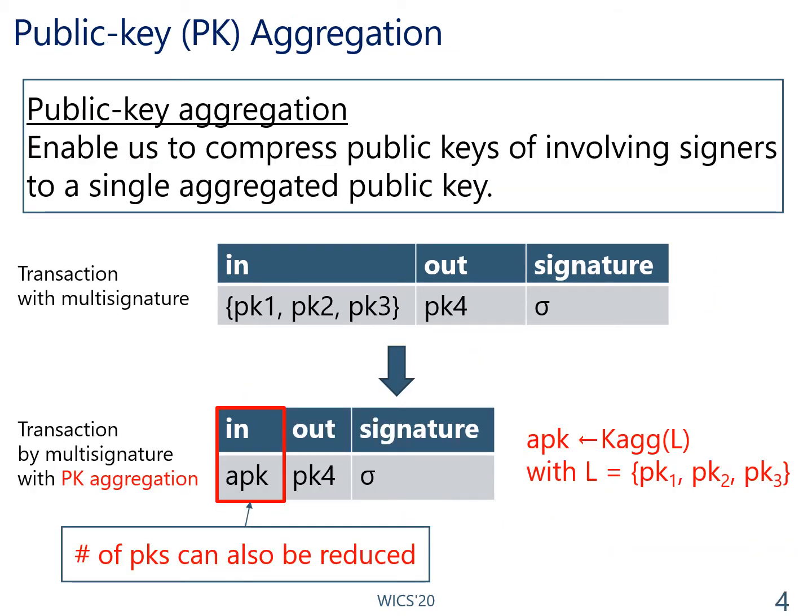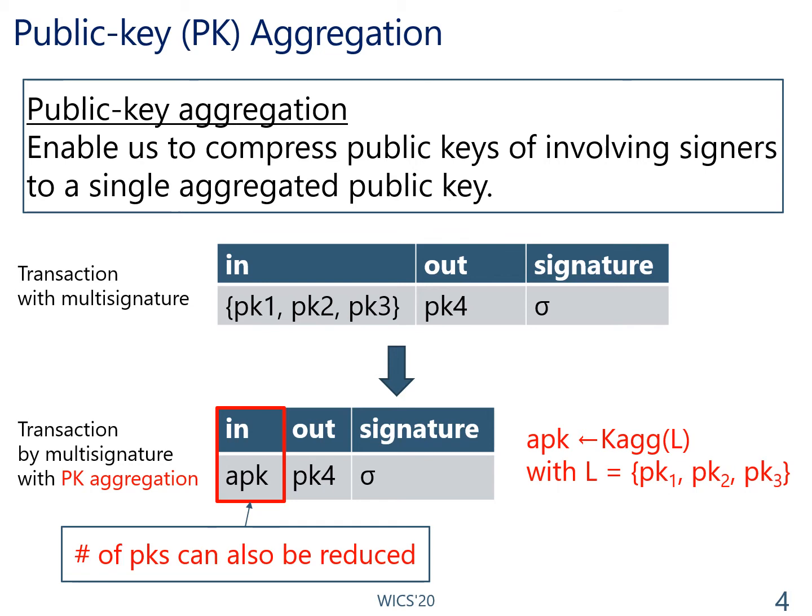Moreover, since the public keys are written as the addresses in the blockchain of the Bitcoin system, it is desirable to compress not only the number of signatures, but also that of public keys. Multisignature schemes which have public key (PK) aggregation realize such compression. PK aggregation means that it enables us to compress the public keys of the involved signers to a single aggregated public key.